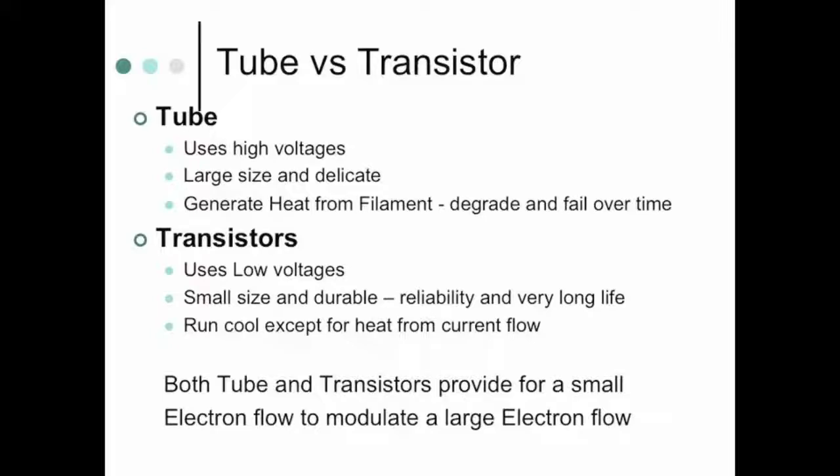Let's look at some of the positive and negative qualities. Tubes use high voltage, large size, delicate, generate a lot of heat from the filament, and fail over time. Because of that heat that's generated, it'll eventually break down and not work. Where transistors use low voltage, small sizes, very durable, very reliable. You can drop them, they're fine. They run cool except for excessive heat, which is in the power transistors on the output stage of a big amplifier. But then you can dissipate that heat fairly easily.